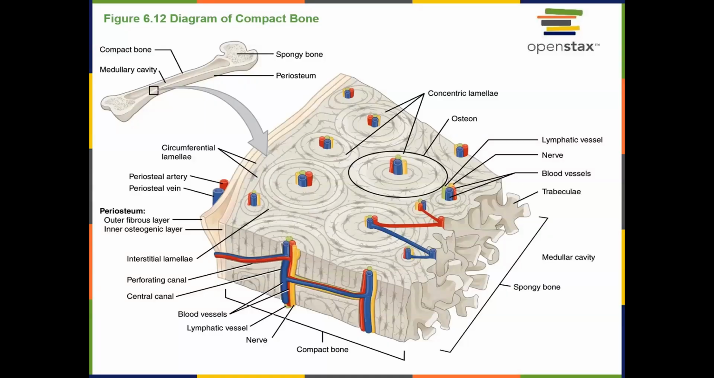All of the canals running through compact bone are lined with an inner membrane known as endosteum. And endosteum contains the osteoclast cells that break down the matrix of bone. And there's another type of membrane surrounding the superficial layer of the bone known as the periosteum. So endosteum is found deep inside of the bone, lining central canals and perforating canals. And deeper into the bone, there's a medullary cavity, which is also lined with endosteum.